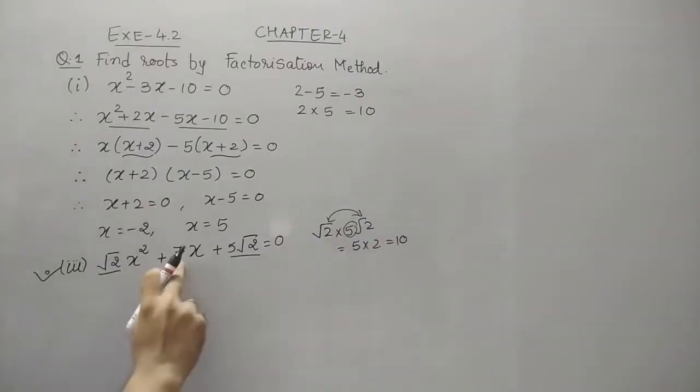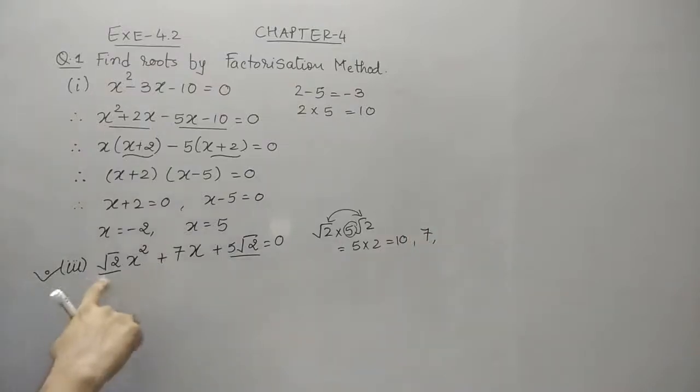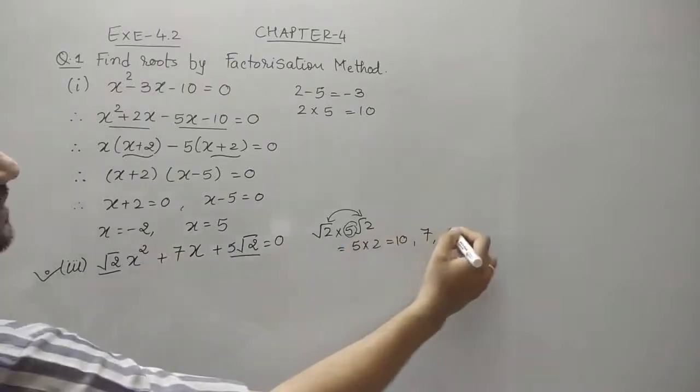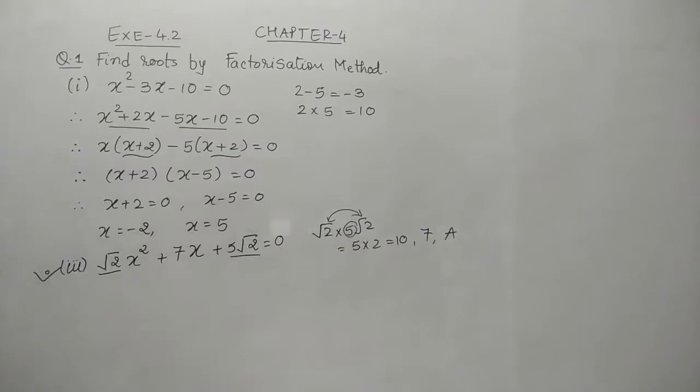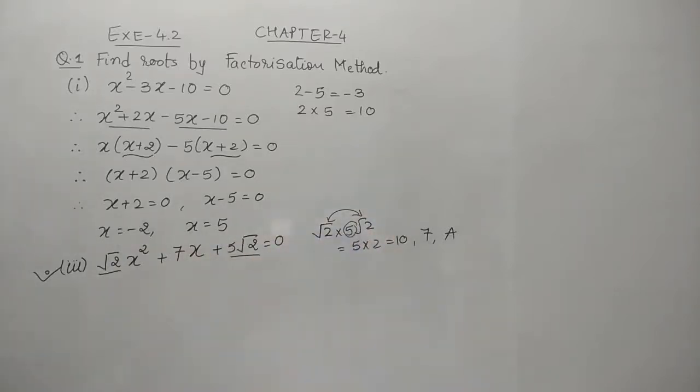What we have to obtain? It is the middle number, that is 7. How do we obtain? As the product is positive, we'll get the middle term by addition. So now look here, we have already obtained the answer: 5 twos are 10, 5 plus 2 is 7. So students, as it is an irrational number, it looks very difficult at the initial stage. But you can see that after getting the product, the sum is quite easy.